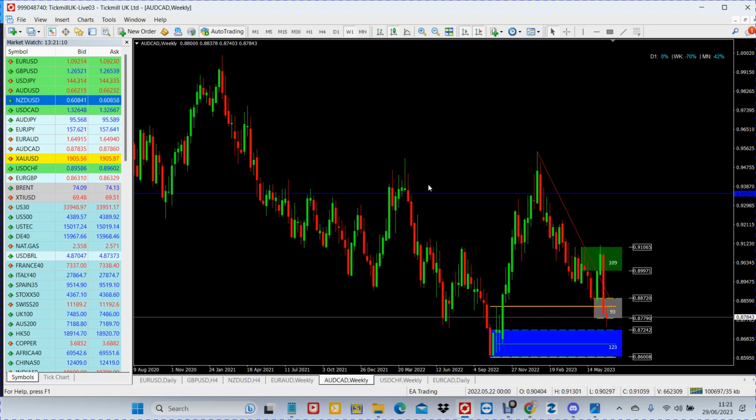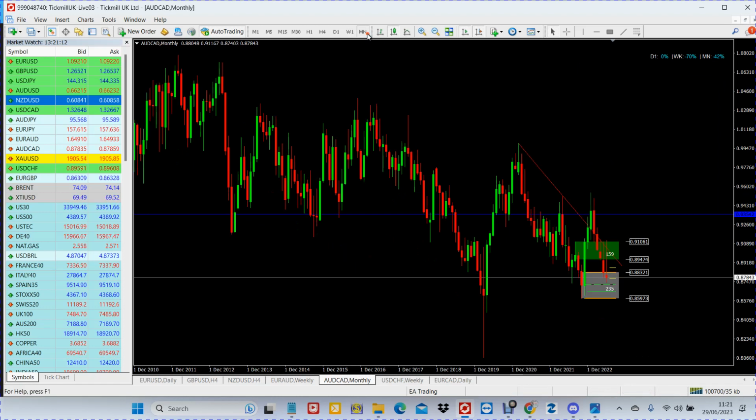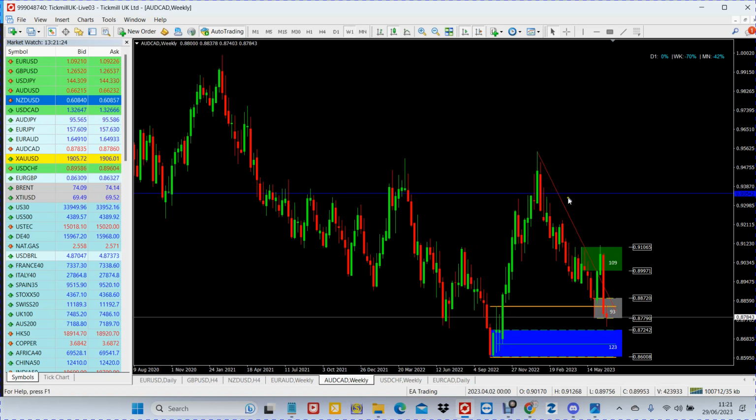CAD. Aussie CAD, let's start with the monthly. The monthly, break of a trend line, break of supply, close above. This is an area I definitely want to go long. There is a little bit of mess, drop, base, drop. This is more weekly, as we can see here.